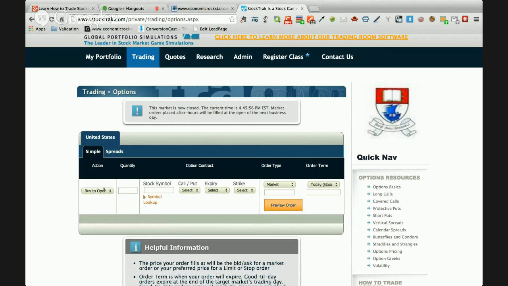So I'm going to buy to open, and I'm going to be looking at stocks here. Because when we looked at Apple, it was just over $101 in value. So I might like to buy, say, the equivalent of 1,000 shares. That's going to cost me $101,000 to actually own the shares.